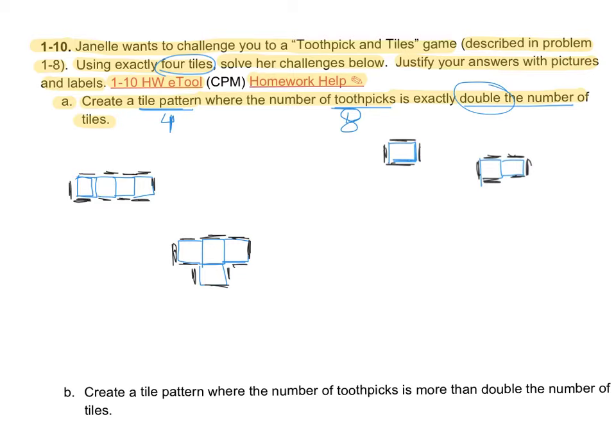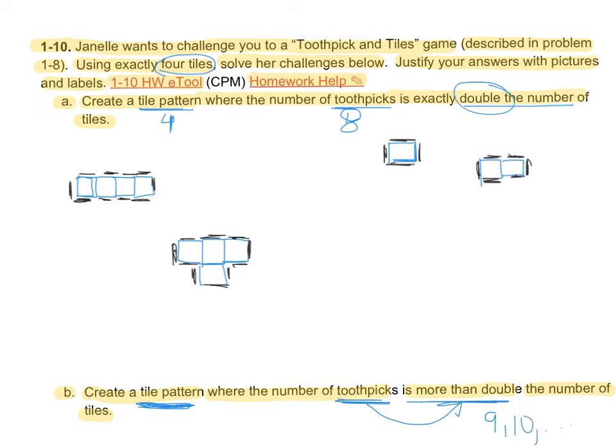I'm going to read the directions for B. Create a tile pattern where the number of toothpicks is more than double the number of tiles. So with this example, when you have 4 tiles, you want to create that tile pattern with 4 of them, but the number of toothpicks needs to be more than double. So double was 8, so more than means 9, 10, and on.